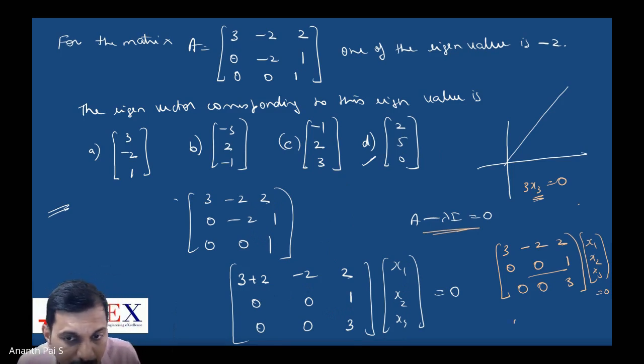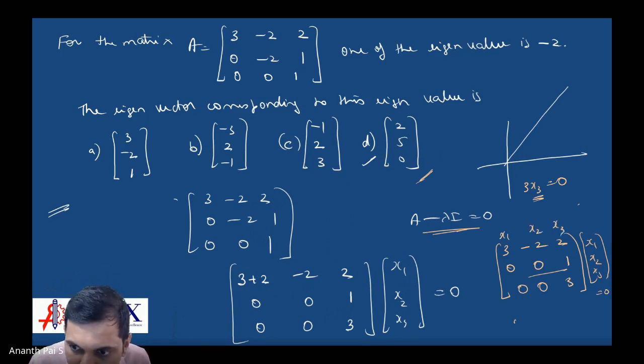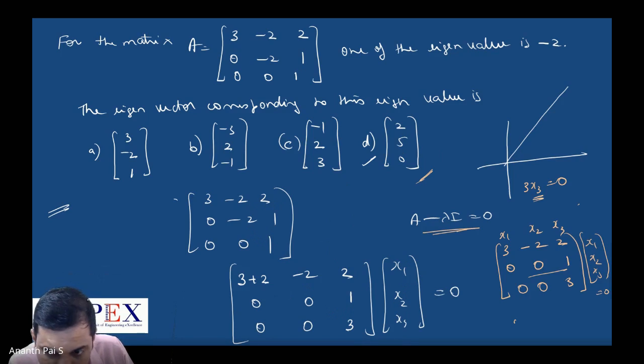Now we have to see which of these will satisfy this equation. For example, the equation is 3x1 minus 2x2 plus 2x3. Then 0x1, 0x2, 1x3. 0x1, 0x2, 3x3.